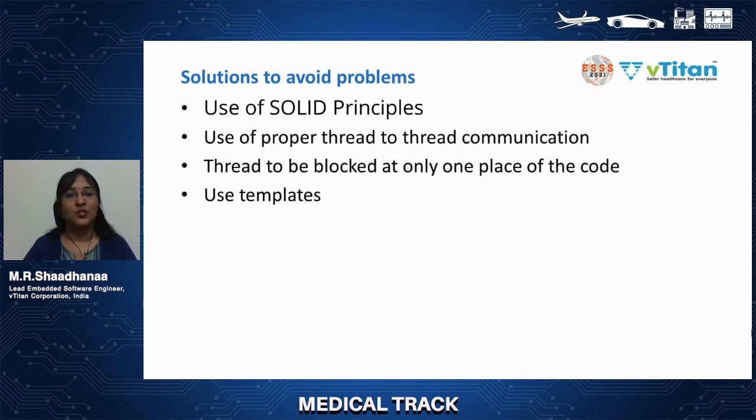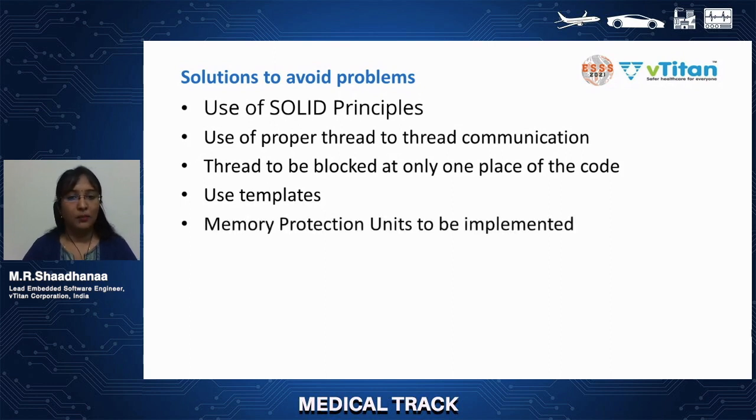And use of templates. Templates are nothing but blueprints which are pre-written and pre-tested, and we can just take them and put them into our code so that the development time and cost reduces drastically. And then memory protection units are to be implemented. Memory protection units are used to protect memory regions by defining specific access permissions for each task and peripheral. This is mainly used to protect critical sections of memory so that any unauthorized task or unauthorized peripheral will not be able to access that particular critical section of memory. So for that, we need memory protection units.